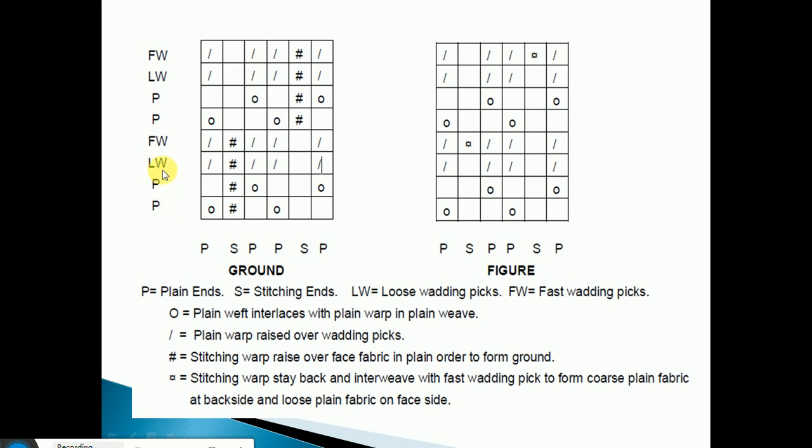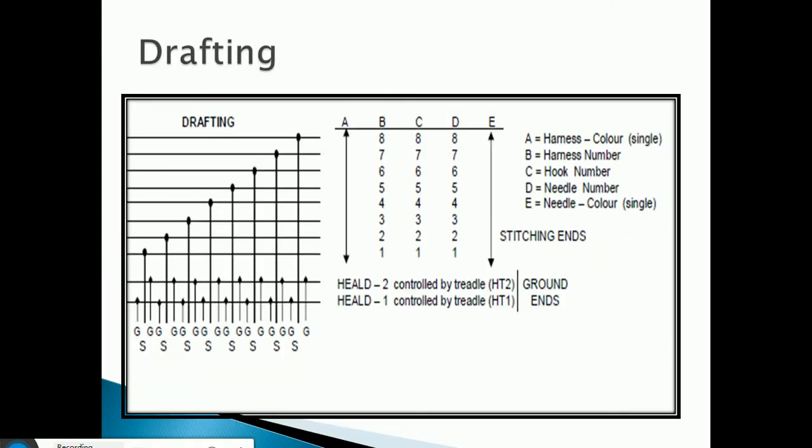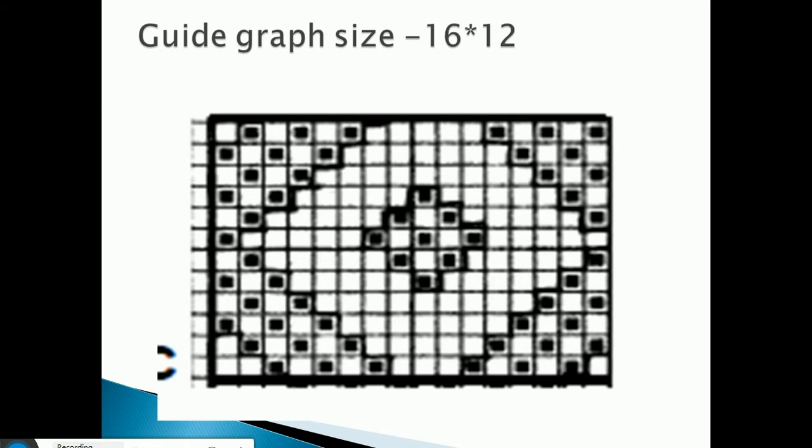In the case of 6 pique stitch, maybe 4 plain end and loose warded and fast warded, so a total of 6 pique will be there. So over the 6 pique, the stitching end will stitch. Here we have 4 pique stitch, so the design we are making is based upon the 4 pique stitch. So accordingly, what is the size? Here the size is 16 into 12.